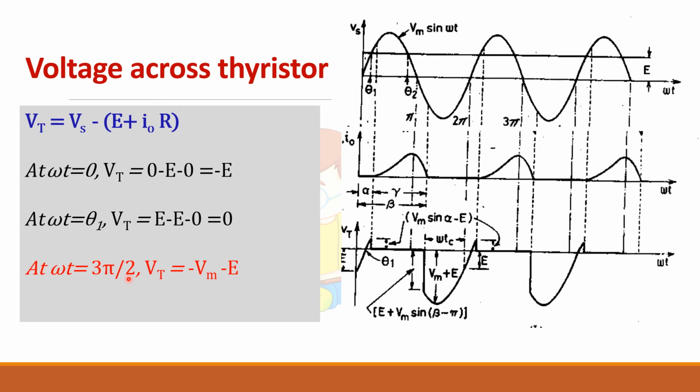Next, at omega t equal to 3 pi by 2, what is Vt? Vs is equal to minus Vm at this point. So minus Vm minus E, and I0 value is 0. So you will get minus Vm minus E. We are finding the boundary condition only for certain angles, because for the remaining period, when the device is in conduction, the voltage across the thyristor is going to be 0. So there is no need to find it for those, it is already 0.